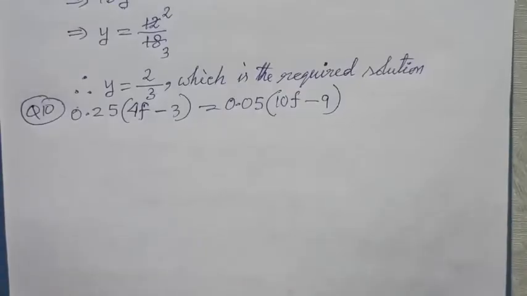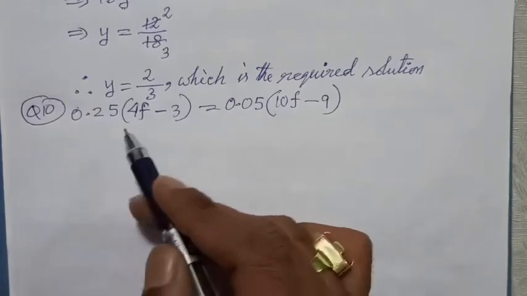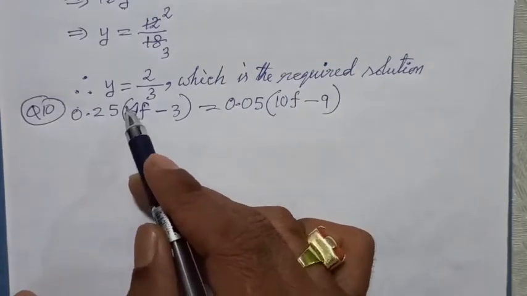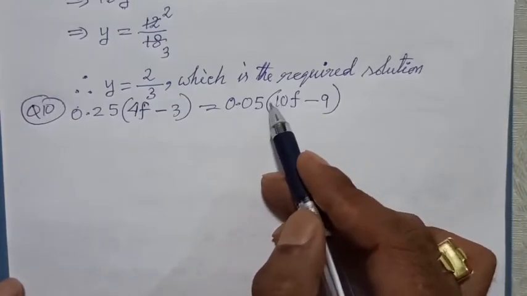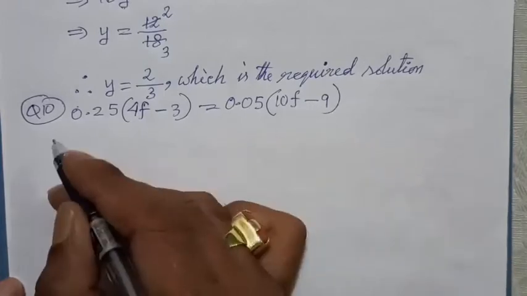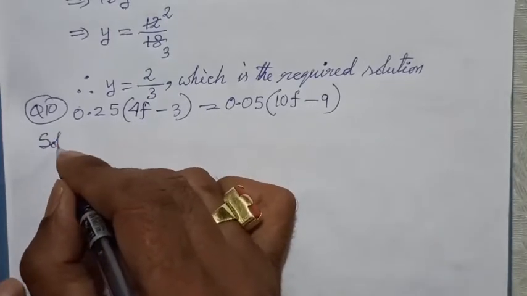Question number 9 is same, so you try question number 9. Now let's try question number 10. 0.25 bracket 4f minus 3 bracket close is equal to 0.05 bracket 10f minus 9. Now let us solve this question. Solution.